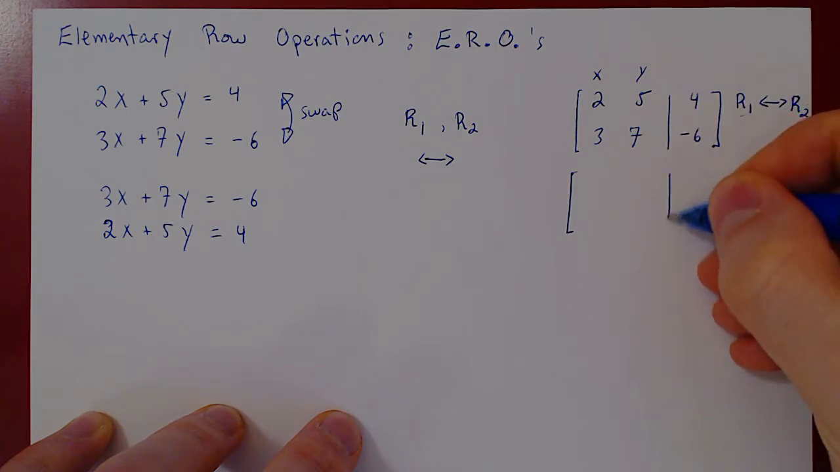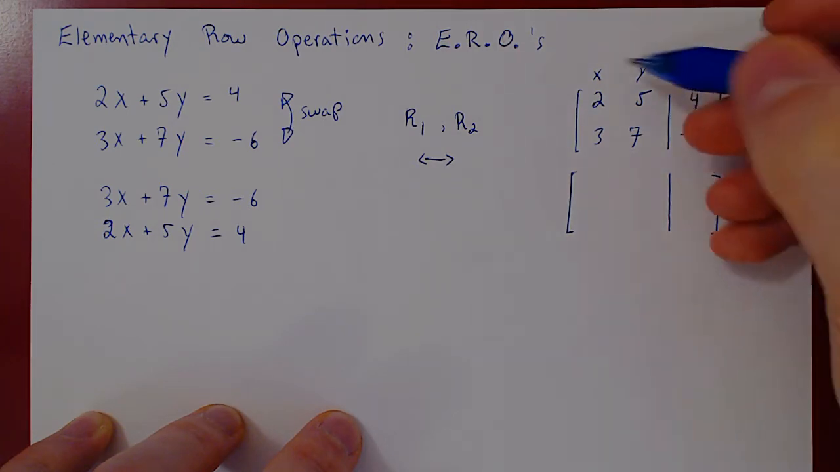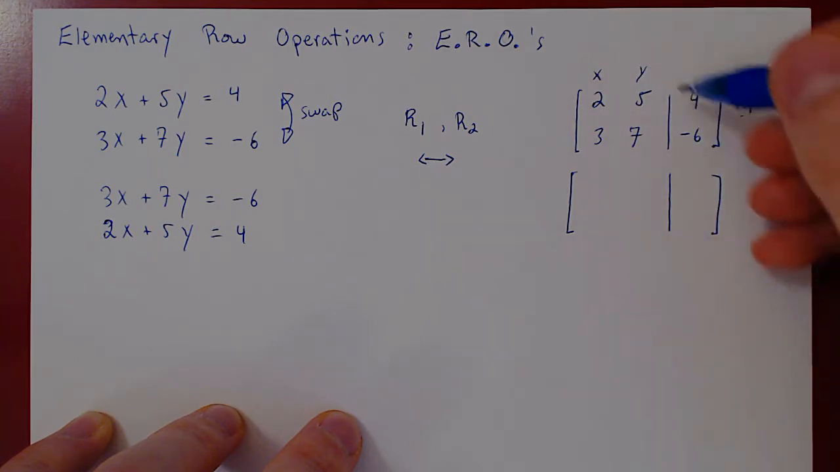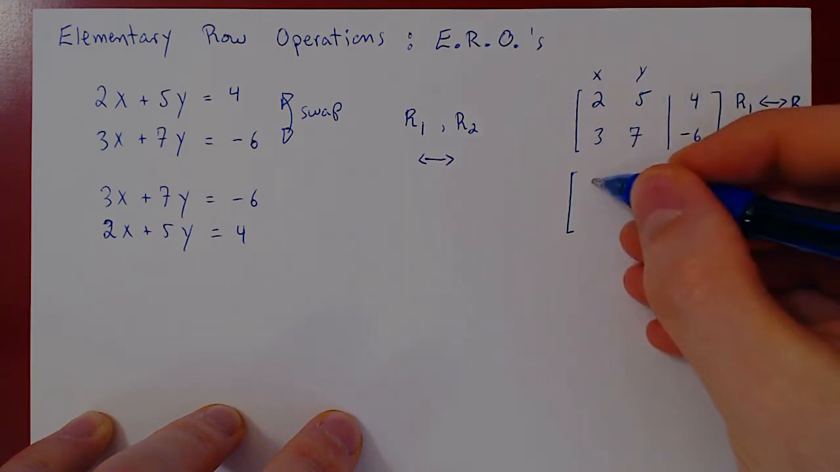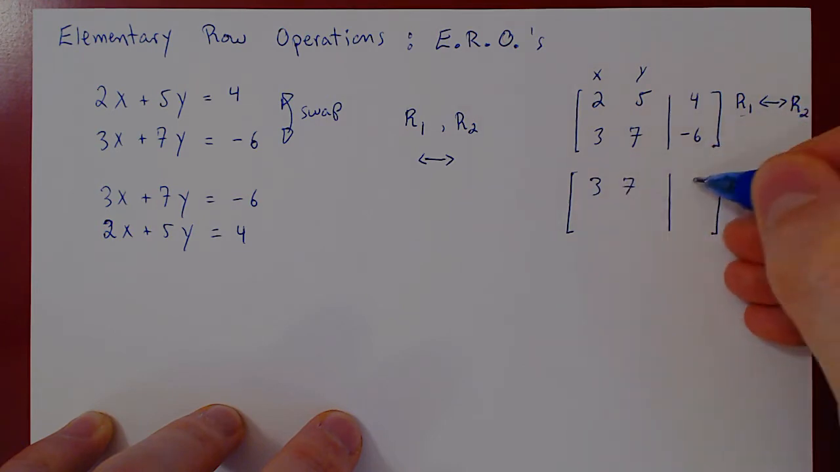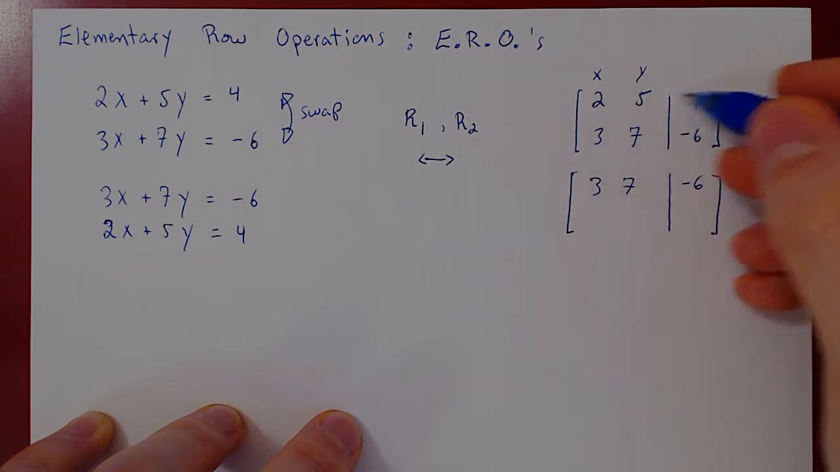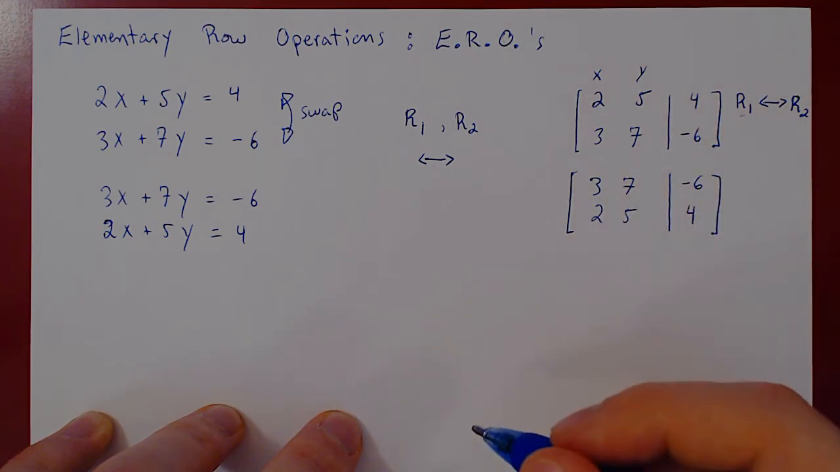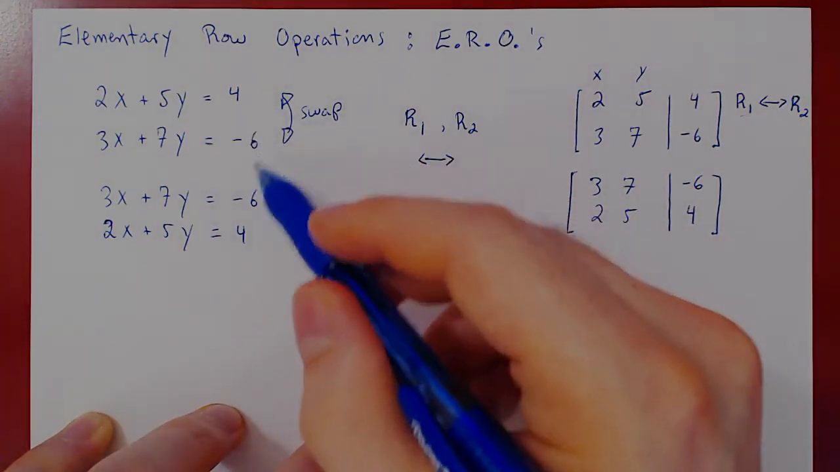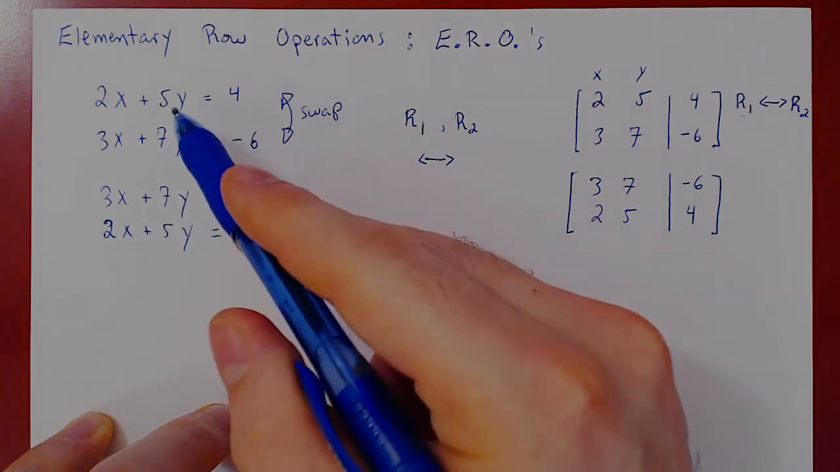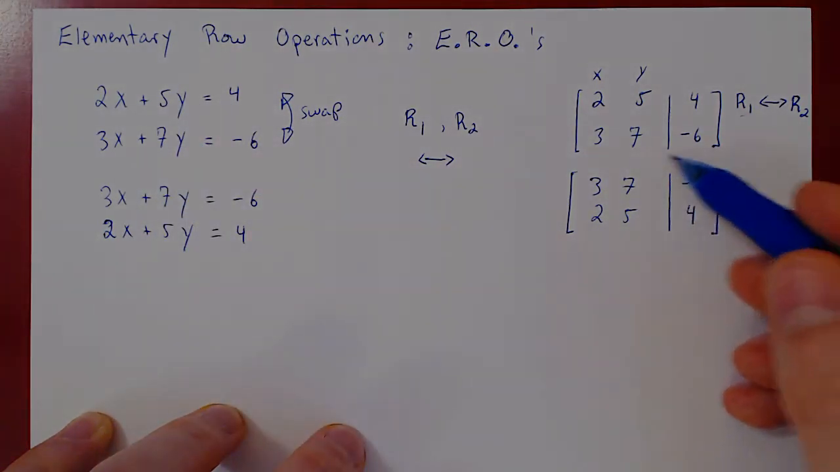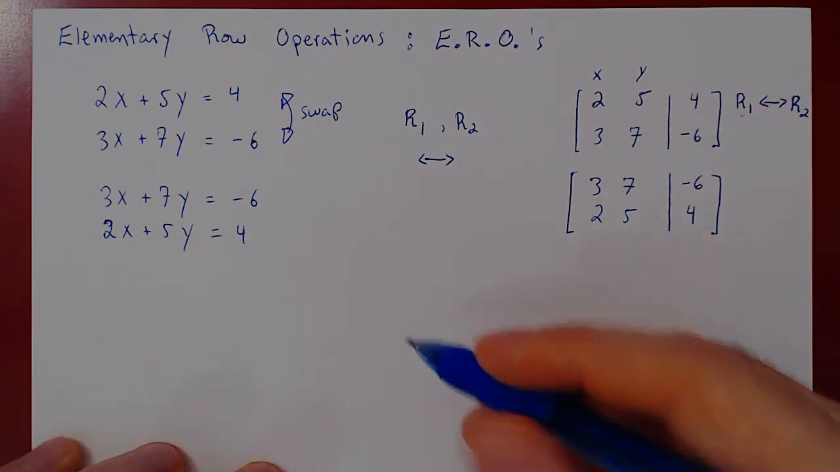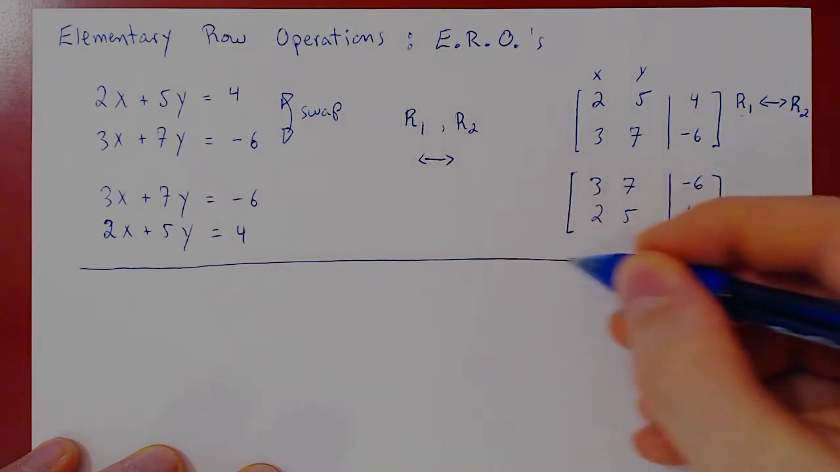And now you get a different looking augmented matrix. Again, we no longer write x and y, we only write this. So we swap these 2 rows, so row 2 becomes row 1: 3, 7, negative 6. And row 1 becomes row 2: 2, 5, 4. Clearly, solving this system is the same as solving this one, therefore, having this augmented matrix is equivalent to having this augmented matrix. And that is our first type of row operation.